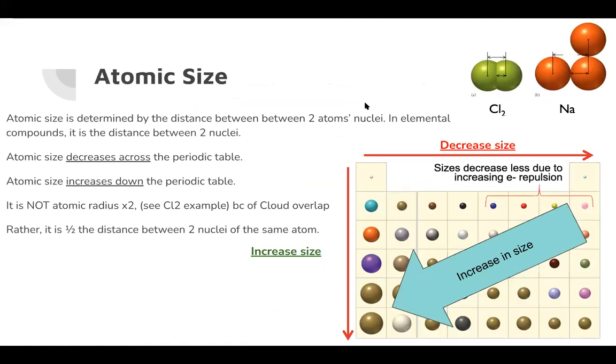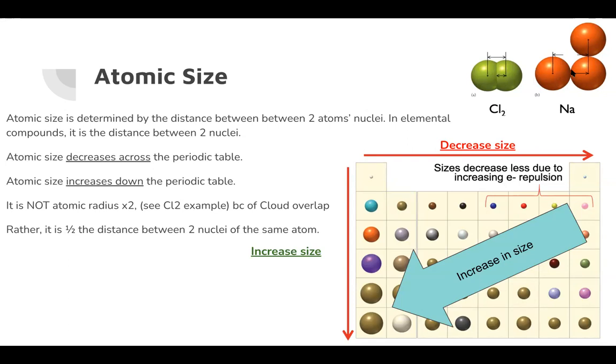So the first one is atomic size. Atomic size is determined by the distance between two atoms' nuclei. In the elemental compounds, it is the distance between two nuclei. So if you look here at this image, we have Cl2, and then here are a combination of the Na atoms. And so looking at this in the image here, we see how there's an overlap on the Cl2 and then not an overlap at all in the sodium where they're just edge to edge.